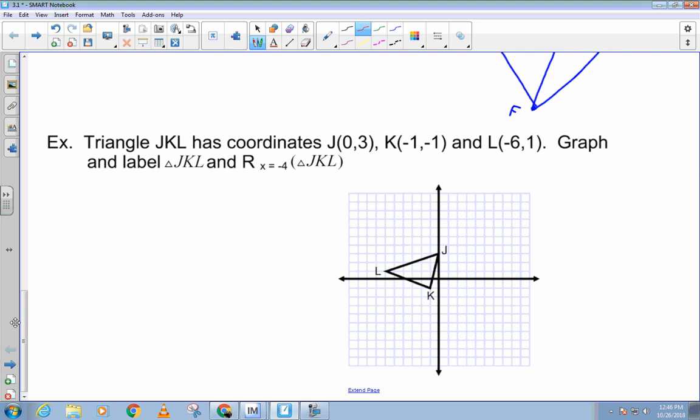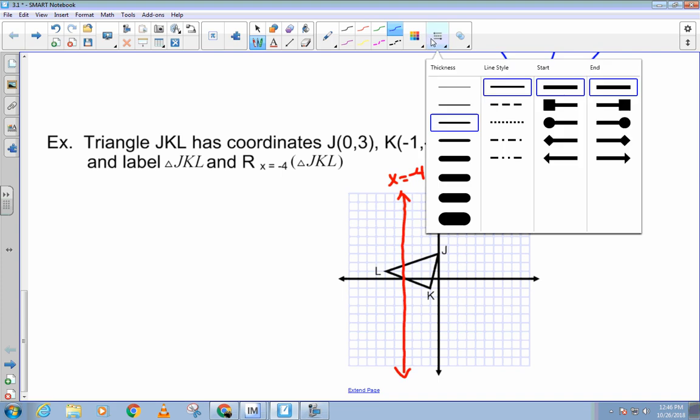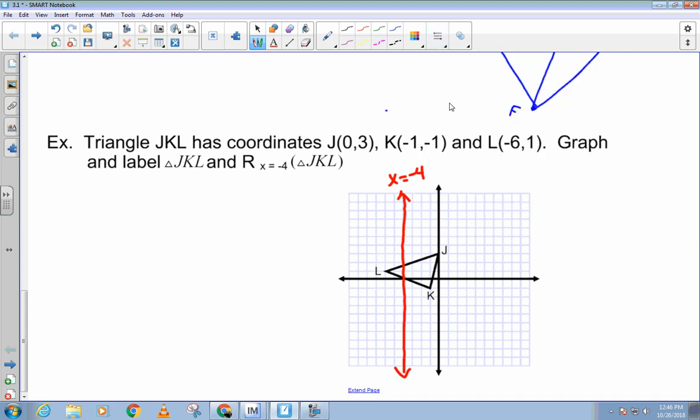What kind of line is that? It's vertical, right? X equals a number, so it's vertical. And it goes through -4, okay? So we go over 1, 2, 3, 4 to the left, and we draw our line of reflection. And this is x equals -4. Okay. So now what I want to do is reflect over that.